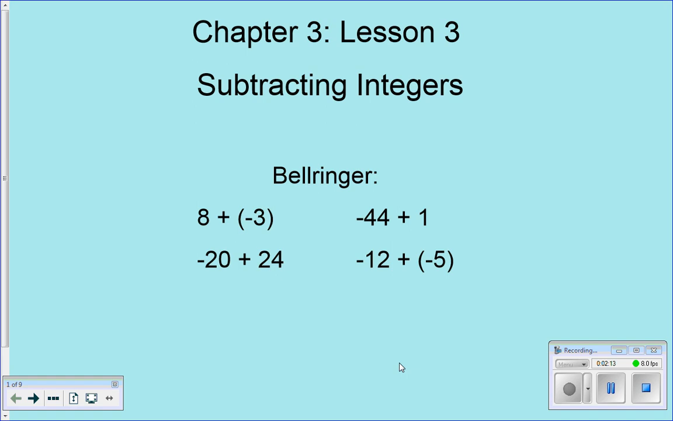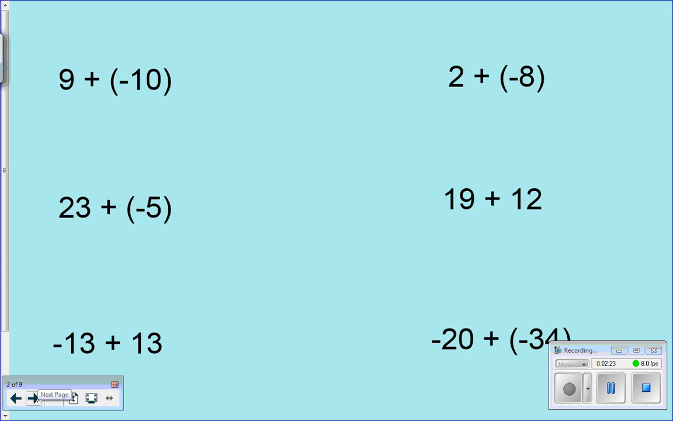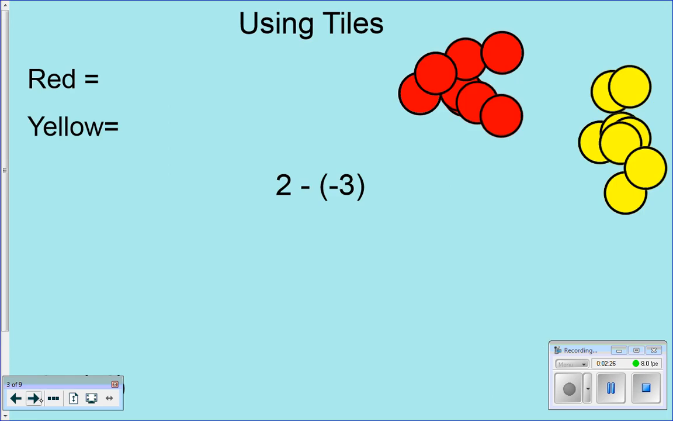Any questions for me? You guys, is this kind of making sense? Is this what my video talked about? Good? Okay. We're going to keep practicing this, so don't worry. All right. So we kind of did this already. We're going to go to the next page.